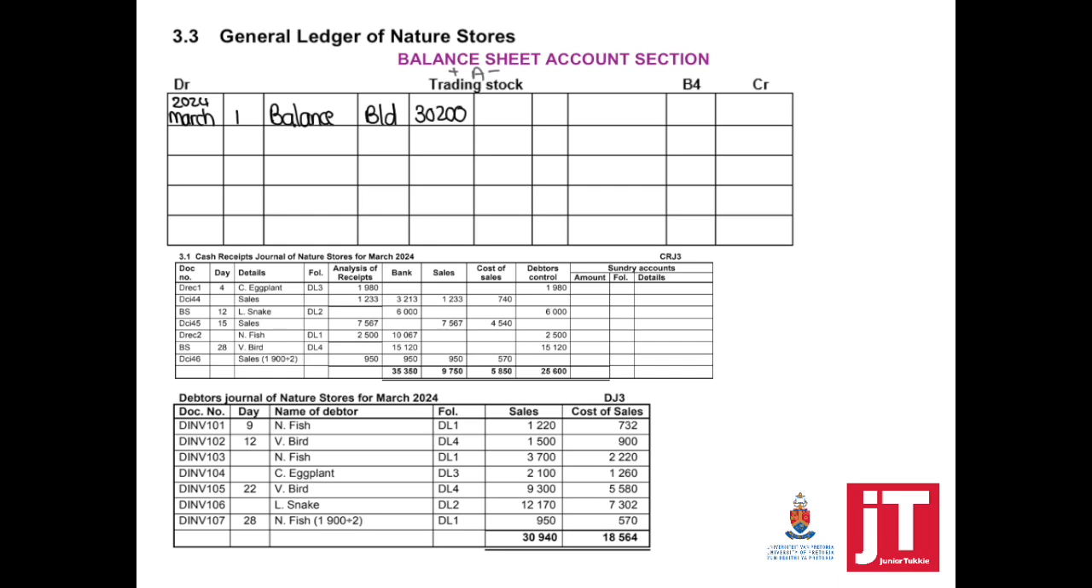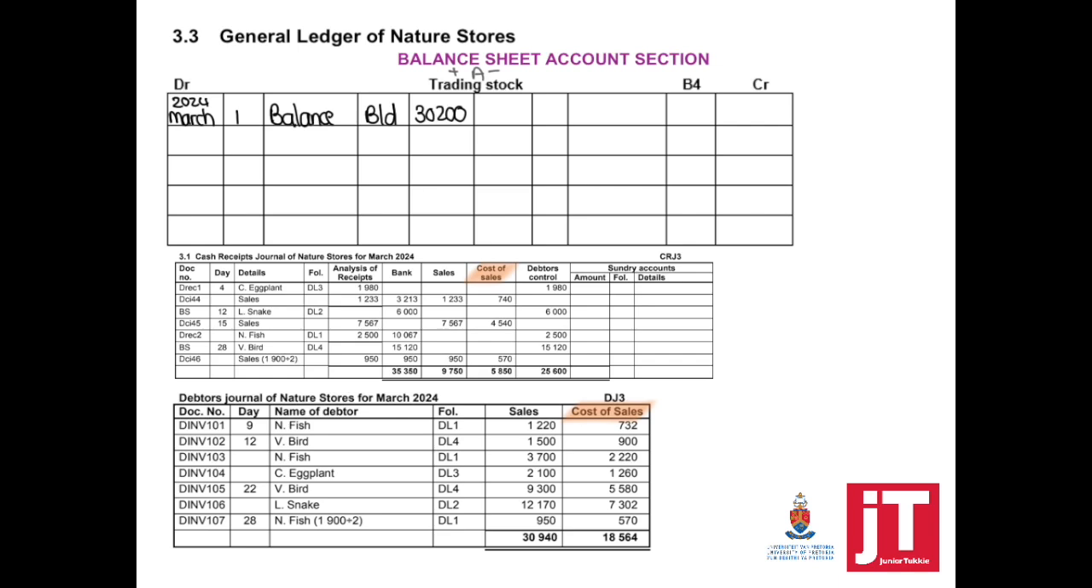These are just some of the transactions. So when we sell trading stock cash, we will find it in the cash receipts journal when we see the word cost of sales. When we sold it on credit, we would find it in the debtors journal where you see the word cost of sales, because the word cost of sales means the cost of goods that was sold.